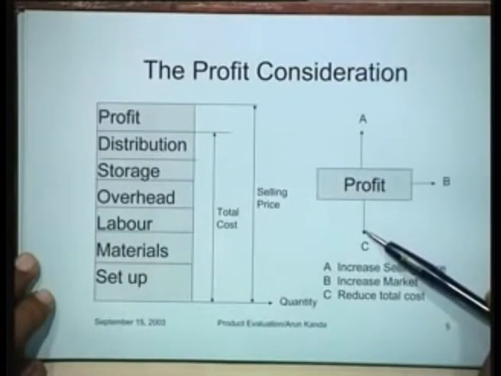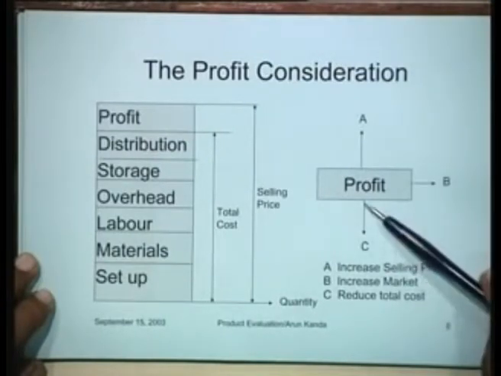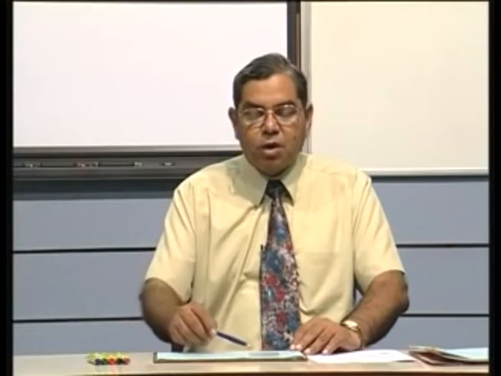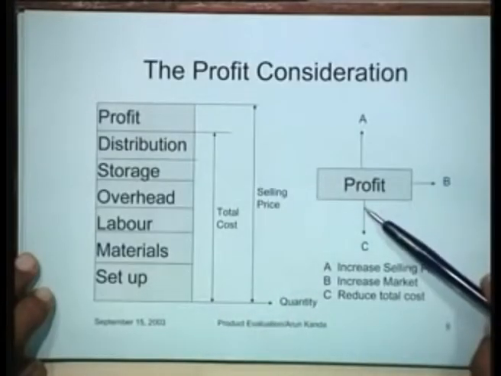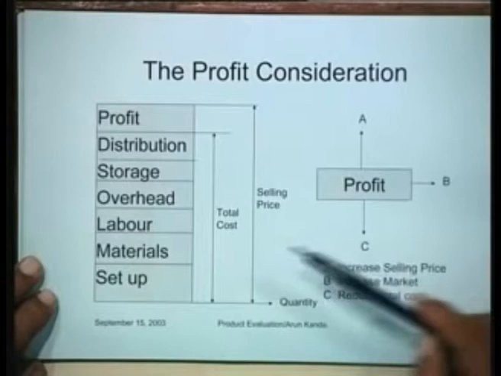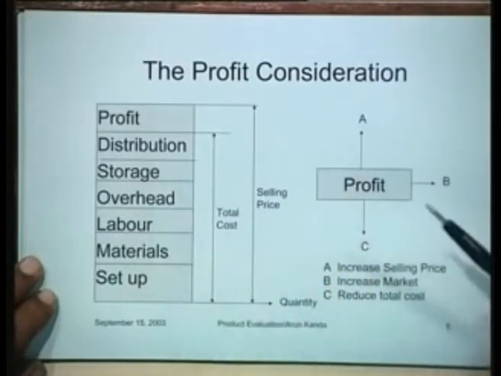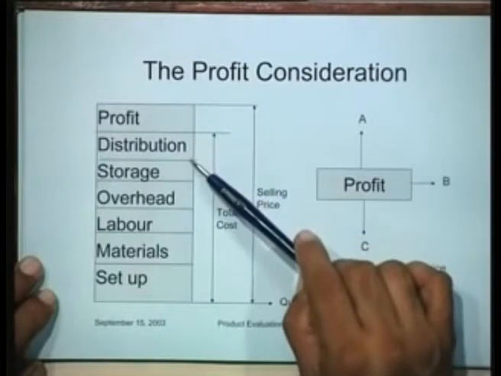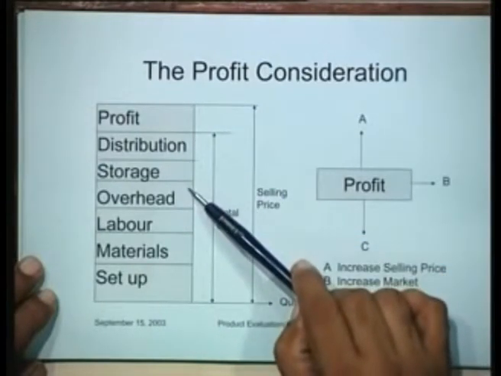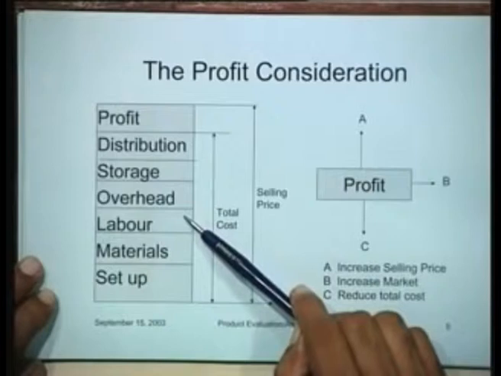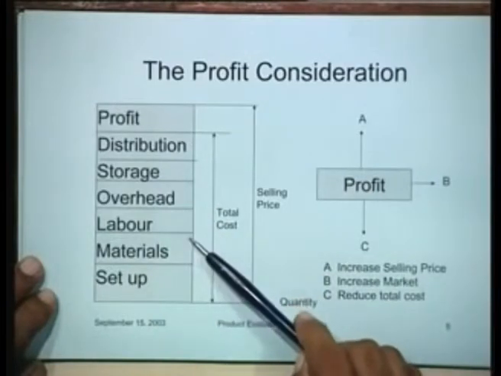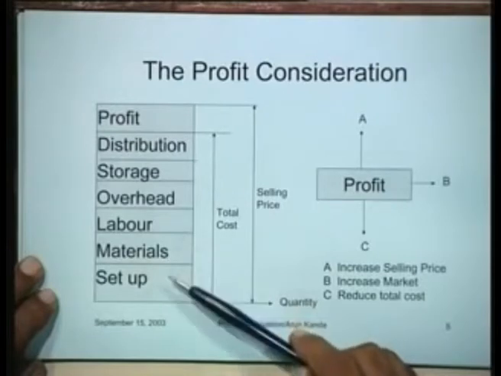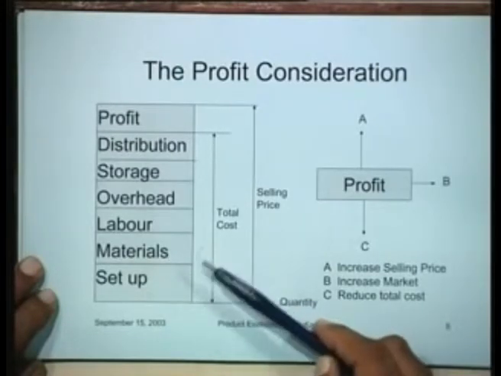Take strategy C. Strategy C says reduce the total cost. That means if you look into your own operations and try to cut down costs wherever there is a flab, cut down, make distribution more effective, make storage more effective, reduce the overheads, cut down costs of labor by providing better methods, cut down costs of materials by better designs, cut down the setup with better machines and things of that kind.